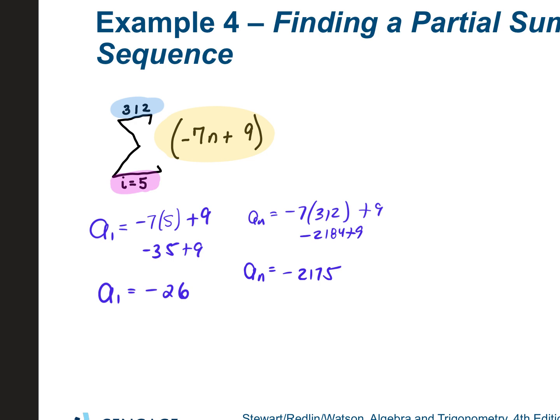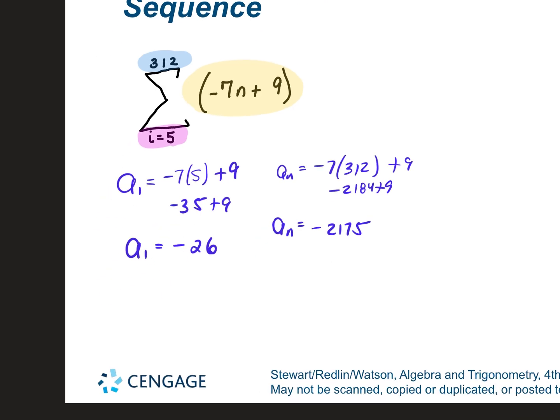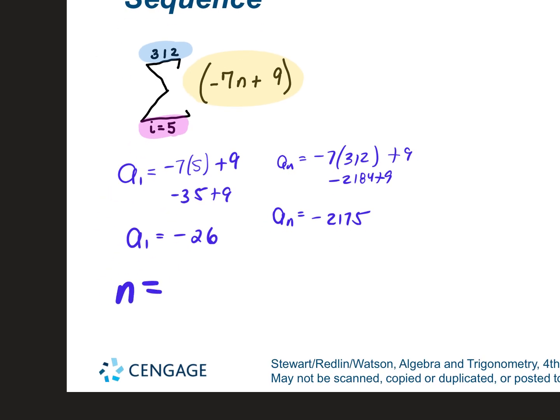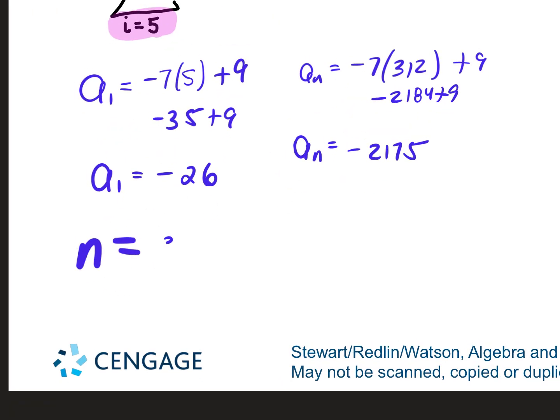Now I need to know how many numbers I'm talking about. Well, how do you figure out how many numbers you're talking about? How many numbers are there from 5 to 312, including both 5 and 312? You could count 5, 6, 7, 8, 9, 10, but what's the little cheat sheet way I told you to do it? Top minus bottom, so 312 minus 5, then plus 1. What's 312 minus 5 plus 1? 308. So there's 308 numbers that you're adding together.